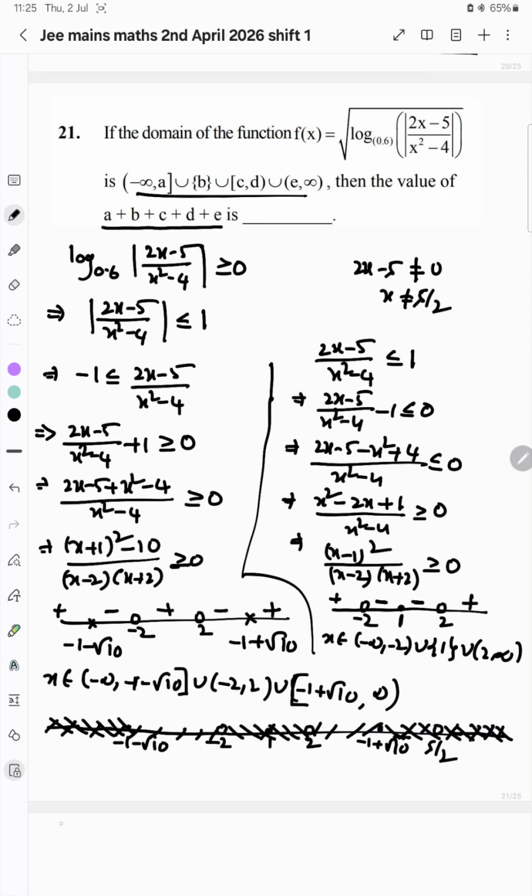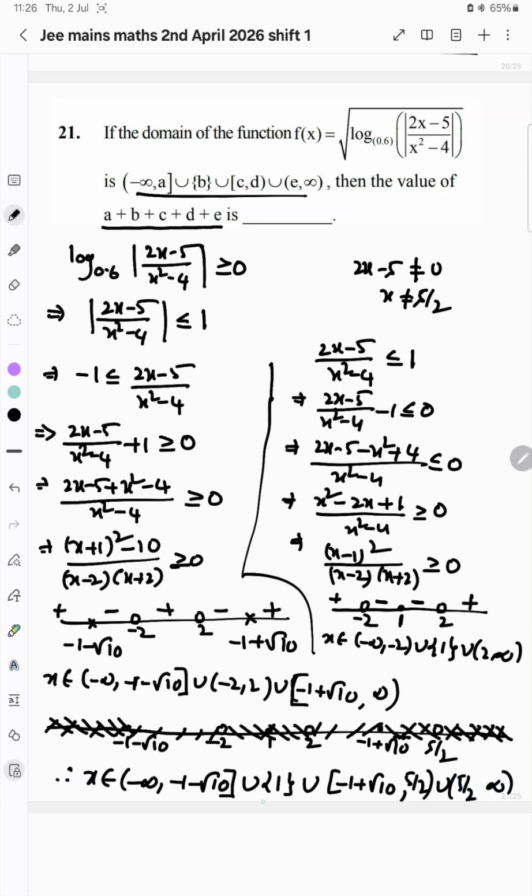Now wherever two lines meet, that is the common values, right? Therefore finally x belongs to where now? Minus infinity to minus 1 minus root 10, it is possible. Next here 1 is the common value, so union singleton set 1. Next union minus 1 plus root 10 up to 5 by 2, because 5 by 2 is excluded, so close with a round bracket, minus 1 plus root 10 up to 5 by 2, union again 5 by 2 up to infinity we will get. Okay, this is the overall domain.